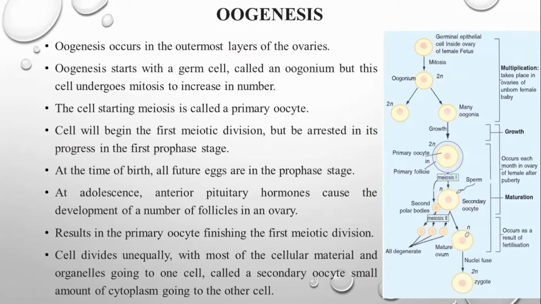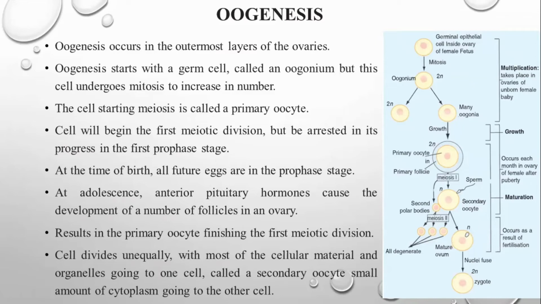At adolescence, that means when the girl attains puberty, the anterior pituitary hormones cause the development of a number of follicles in the ovary. These hormones are the follicle stimulating hormone and the luteinizing hormone, secreted by the anterior pituitary. This results in the primary oocyte finishing the first meiotic division, and the cell divides unequally. This is very important. Whereas in the male the cells are divided equally, here they are divided unequally, and the maximum cytoplasm is carried by the oocyte, and the residue of that cytoplasm forms a small cell-like structure we call polar bodies, primary polar bodies and secondary polar bodies.